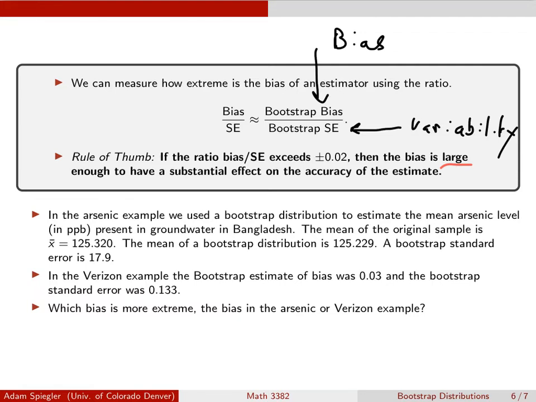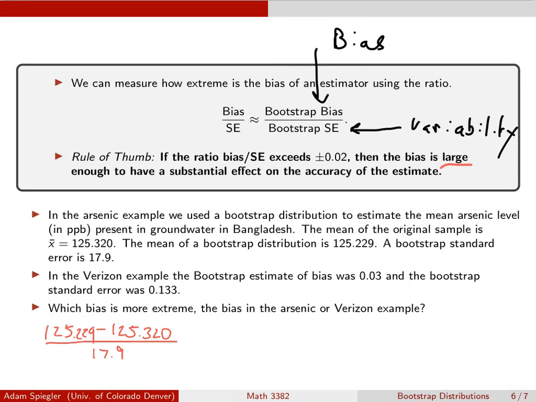So on top, we would calculate the bias. And since we don't know what mu is, for the arsenic example, we would estimate the bias with the bootstrap distribution. And so what we found was the original sample had a mean of 125.320. So that's like our theta hat. And the center of our bootstrap distribution was 125.229. So taking that difference, we see that there is some negative bias here. So there is some bias because we're not getting 0. And then we would divide by the bootstrap standard error, which in that example, I got to be 17.9.